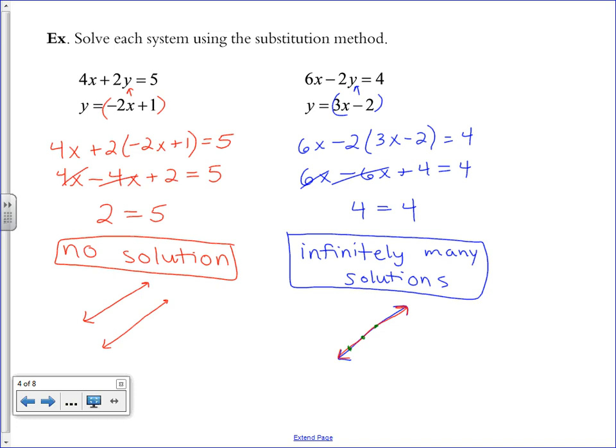You don't, however, want to say all real numbers because there are points over here and over here that wouldn't count as solutions to this equation or this system of equations. So you want to say that infinitely many solutions exist without saying what those solutions are.